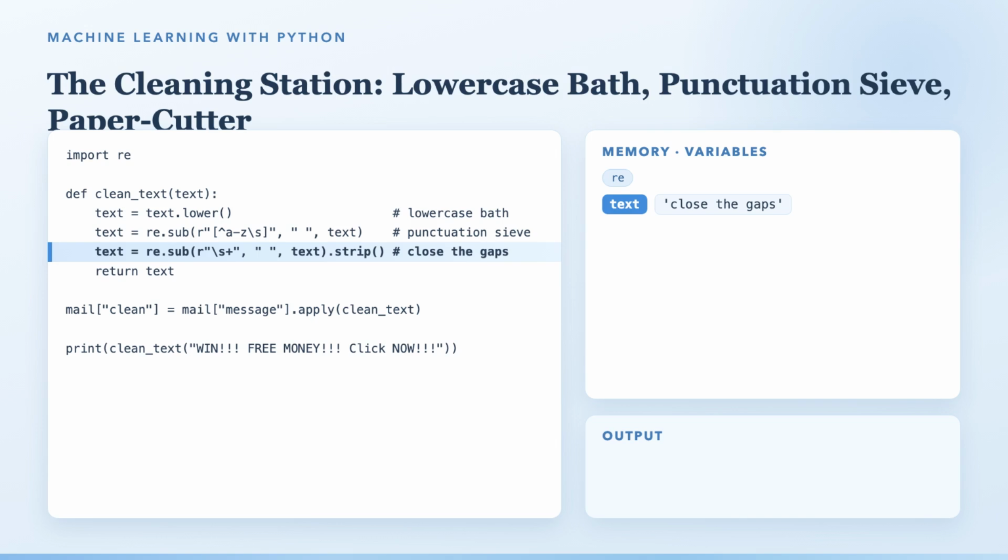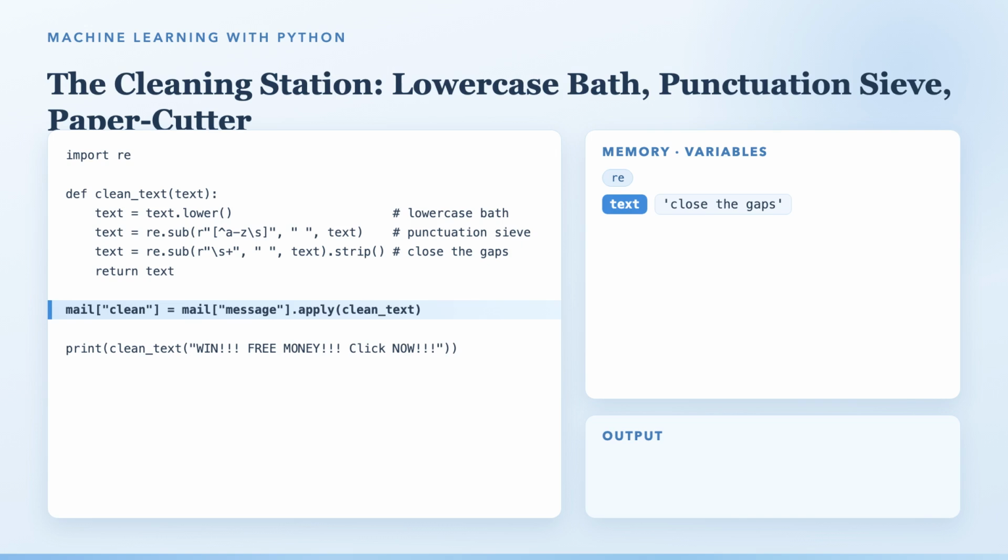Let's walk through this little cleaning function together. First, import Python's pattern matching helper. Then we define clean_text, which takes one message called text. Inside, line 1, text.lower. Every capital letter softens into lowercase. Line 2, re.sub replaces anything that is not a letter from a to z, or a space, with a plain space. That's our punctuation sieve. Line 3, another re.sub squeezes any run of spaces down to 1, and .strip trims the edges. Then we return text, all tidy.